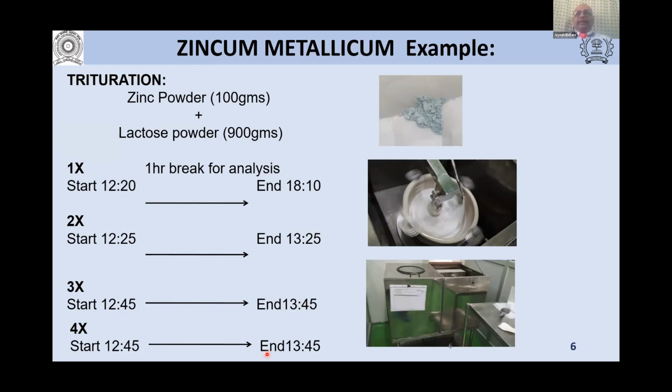To begin, the trituration process begins with 100 grams of zinc powder mixed with 900 grams of lactose. Trituration is done for several hours, typically 6, at the end of which a quality control step is done with respect to particle size, which should be less than 10 microns. And then the next step of trituration is done. And similarly, several steps of trituration are done.